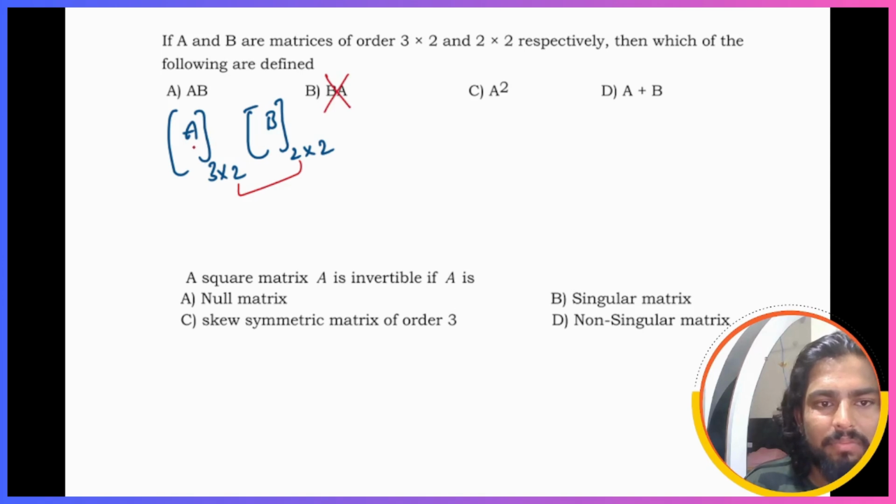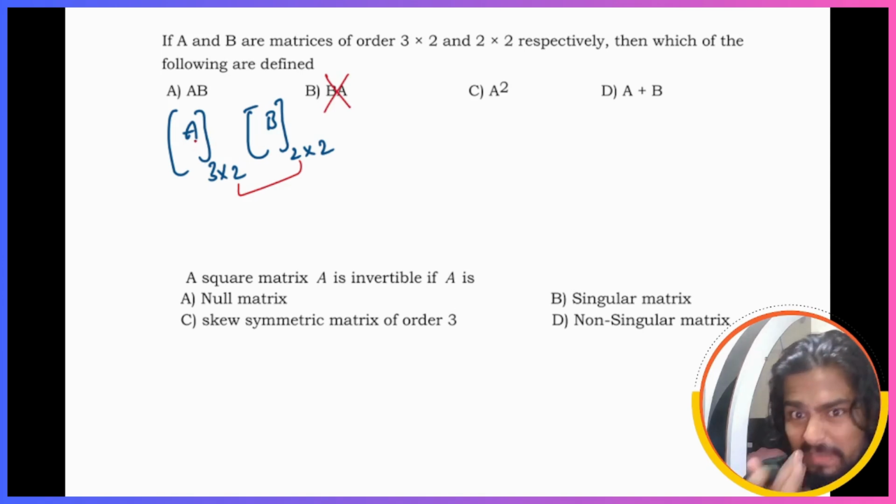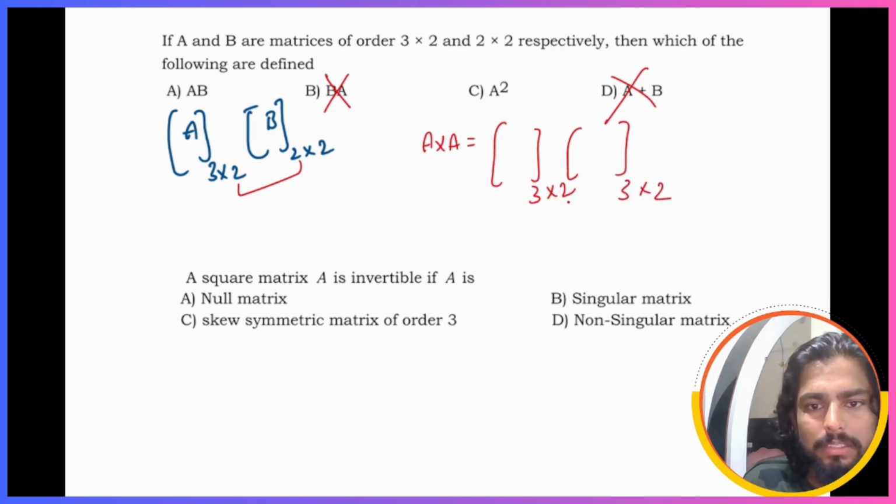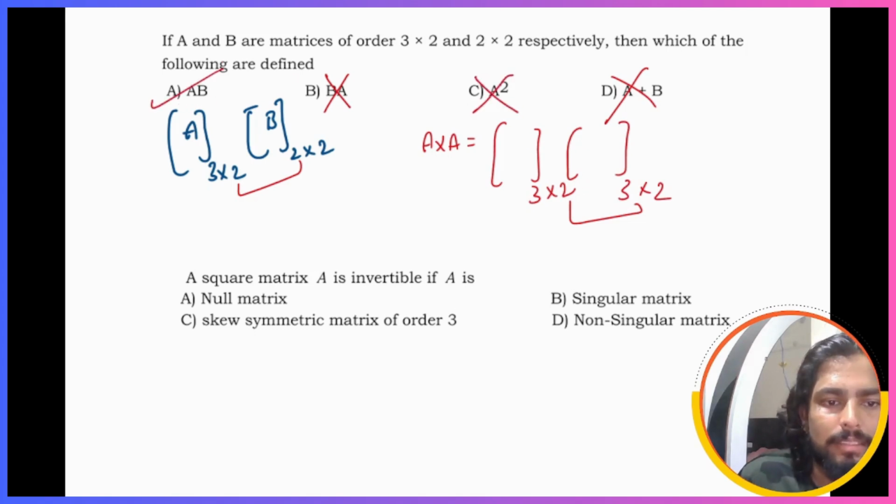A square can be found out? What about A square? Okay, next A plus B. A plus B, we won't be able to find out. So A square is A into A, right, makkale? Yeah. So this is 3 cross 2 into 3 cross 2. Look at this. 2 and 3 do not match. So A square is also not possible. So option A, AB, is the right answer.